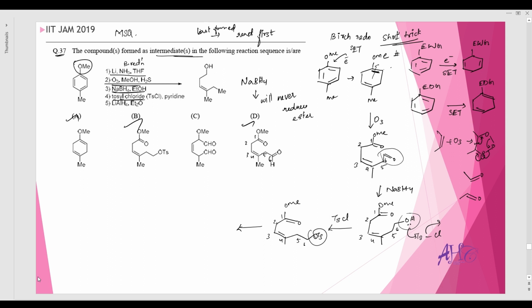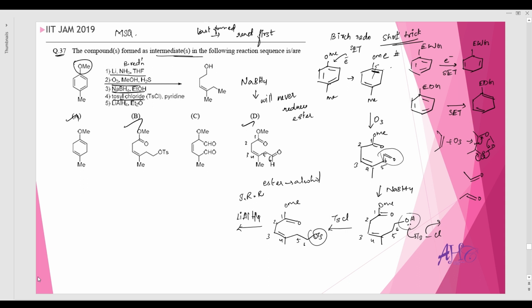So last we have your lithium aluminum hydride. Lithium aluminum hydride is a very strong reducing reagent. This will literally reduce your methoxy group. Sorry, this will literally reduce your ester group. So the ester will be converted to alcohol.